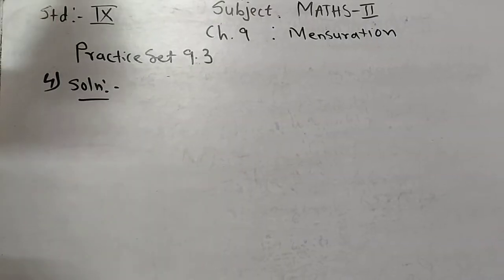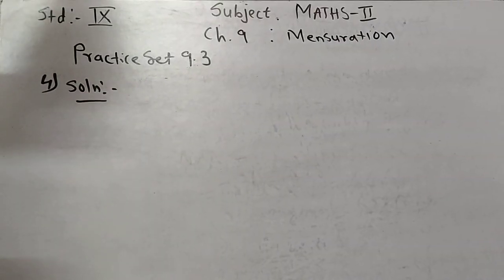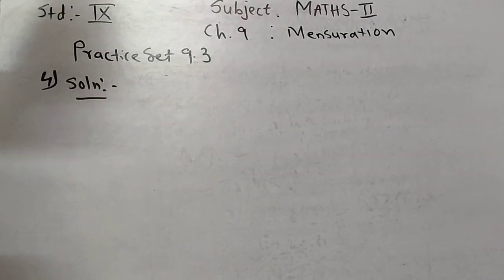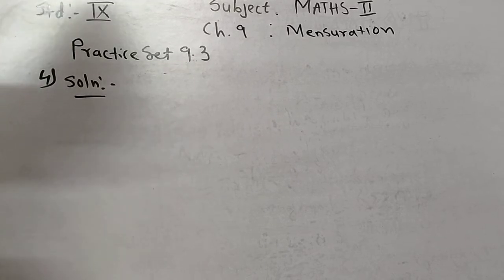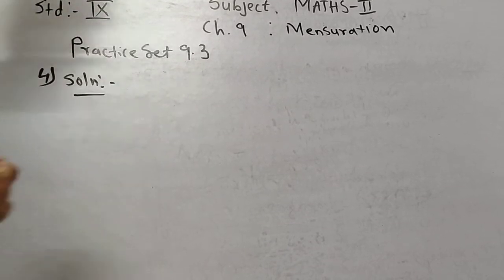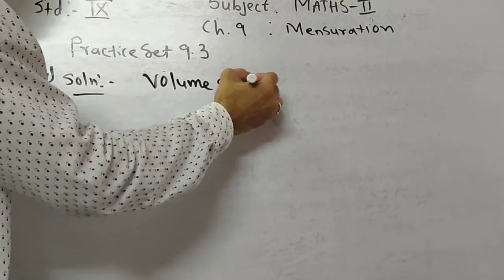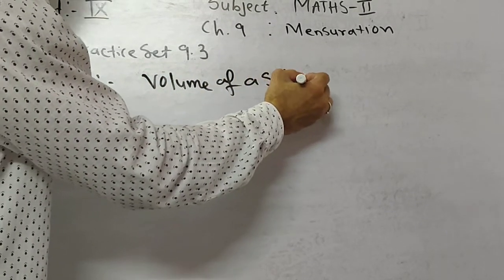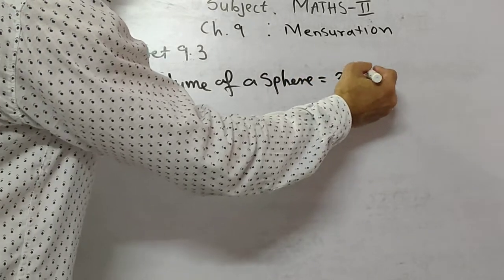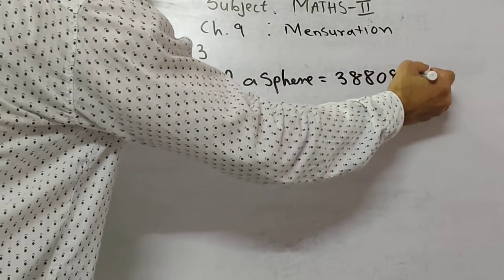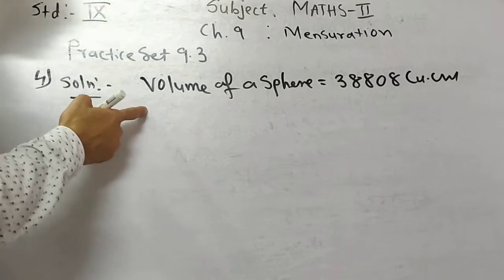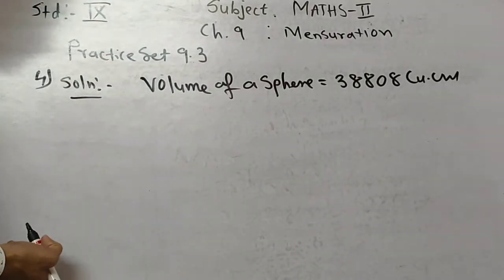Okay, now come to sum number 4. Find the surface area of a sphere if its volume is 38808 cubic centimeter. Volume is given and you have to find out the surface area.